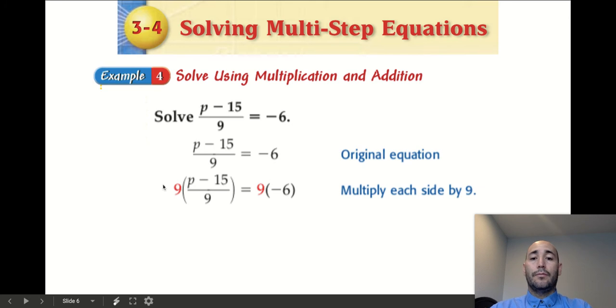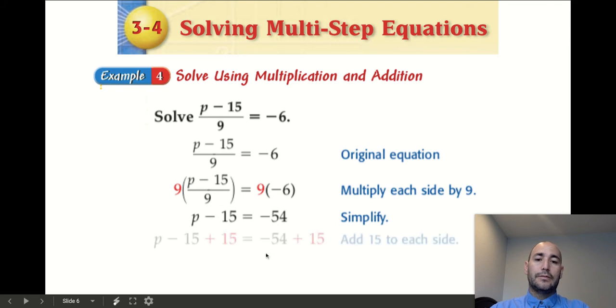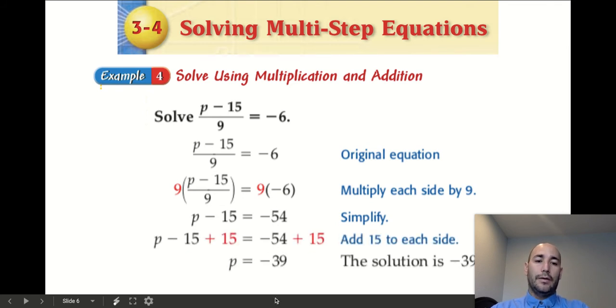So when I multiply both sides by 9, these will cancel out. And it leaves me with just p minus 15 equals negative 54 because I multiplied by 9 on both sides. Add 15 to both sides, and then I get p equals negative 39. So that would be the solution.